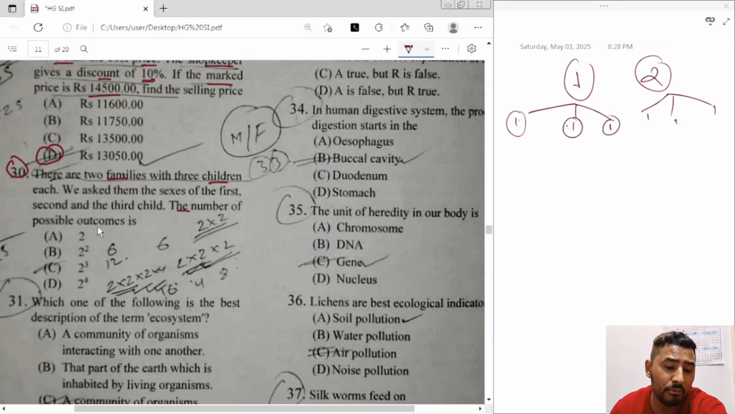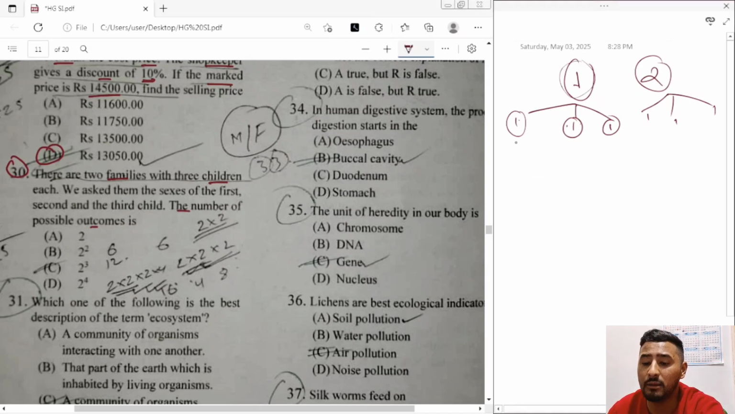So, the number of possible outcomes for the first family. See, 1, 2, 3. They can be male, male, female, female, and like this male, female, then again male. But what you can do is see there are 2 sexes, male and female, right? So you do 2, and how many times? 1, 2, 3. Okay, 3.